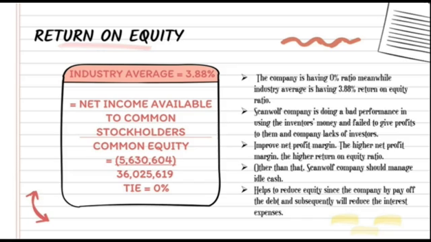Last but not least, we move to the return on equity. Return on equity measures the ability of the company to give profits to common stockholders as a return from their investment in the company. The calculation shows the company has a 0% ratio. Meanwhile, the industry average has a 3.88% return on equity ratio.